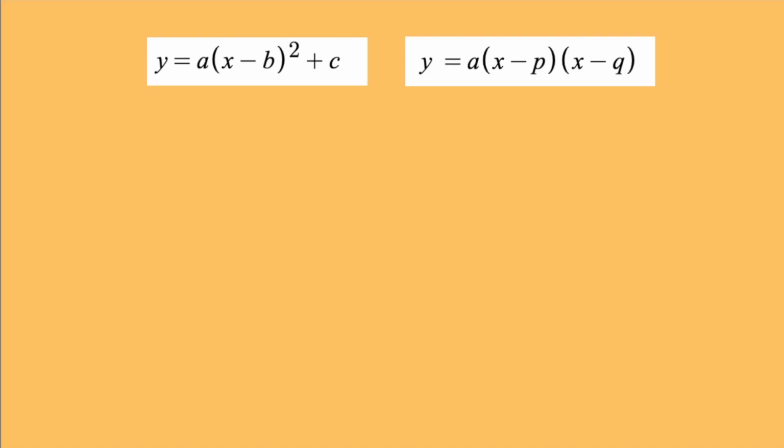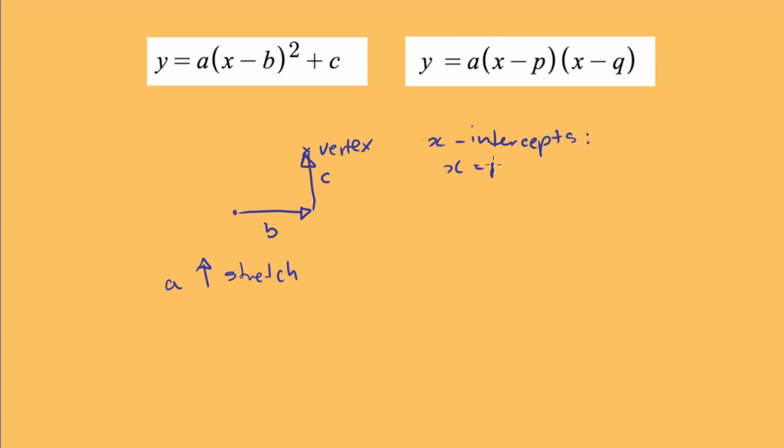As a quick recap, here are the two forms of quadratic equations we know already. In the vertex form, b and c represent a shift of the vertex from the origin, while a represents the stretch factor vertically. In the factorized form, a is still a stretch factor, but p and q represent the x-intercepts. Keep in mind that positive numbers in the bracket lead to negative x-intercepts and vice versa.